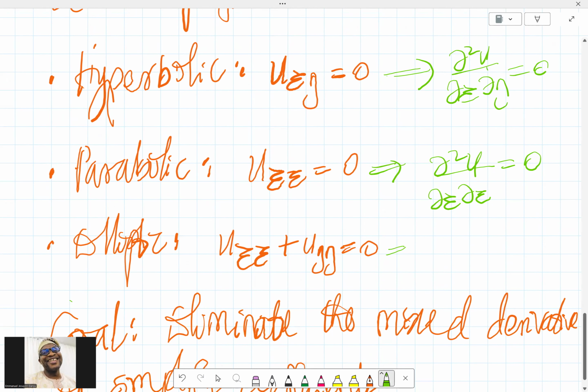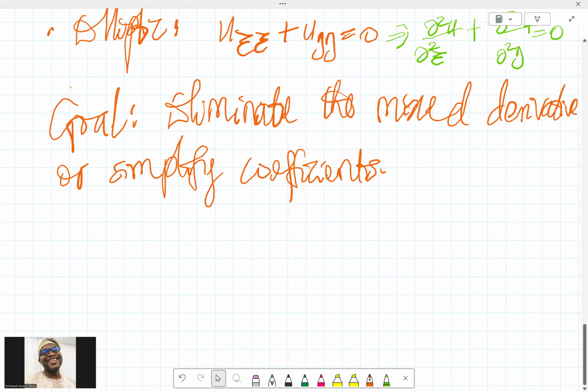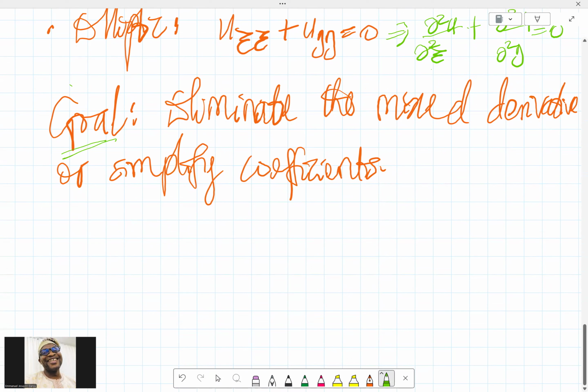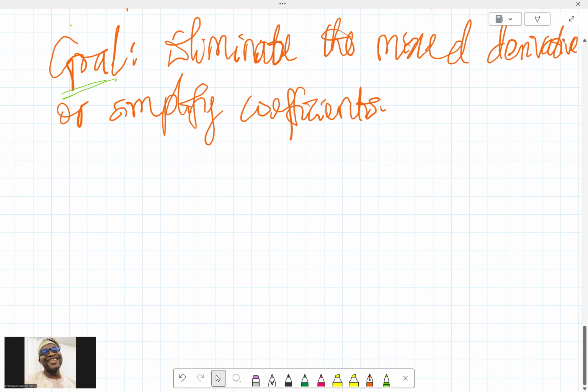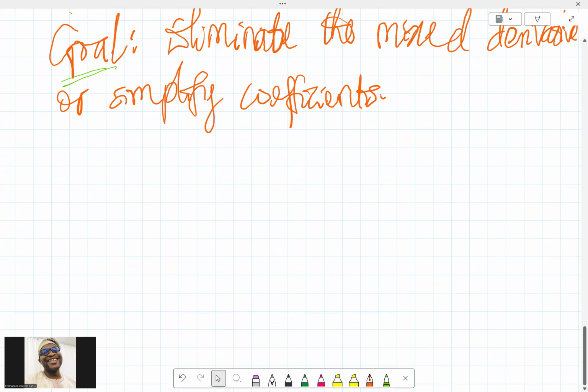And of course, this simply means we have partial squared u over partial psi squared plus partial squared u over partial eta squared equals 0. That's what all of those actually mean. So the goal basically is to eliminate the mixed derivative or simplify coefficients, as we saw there. Okay, so let's see some examples.